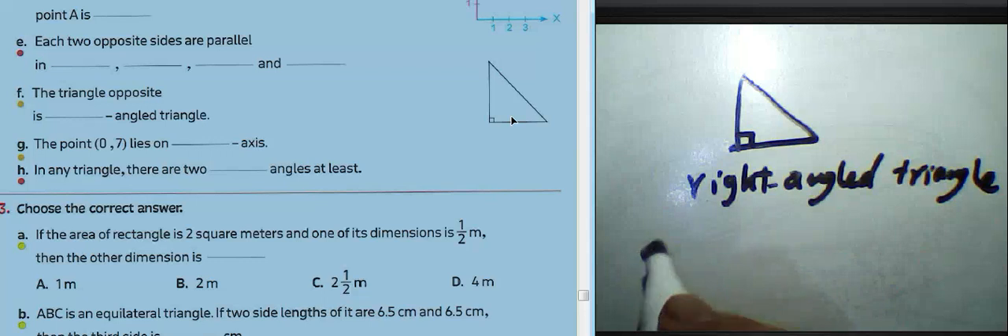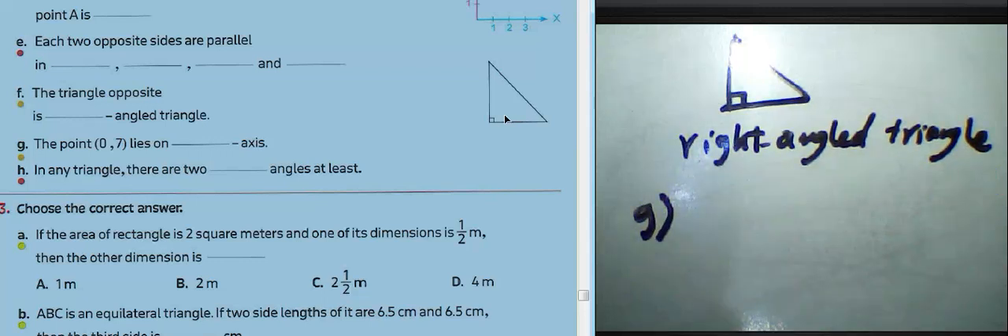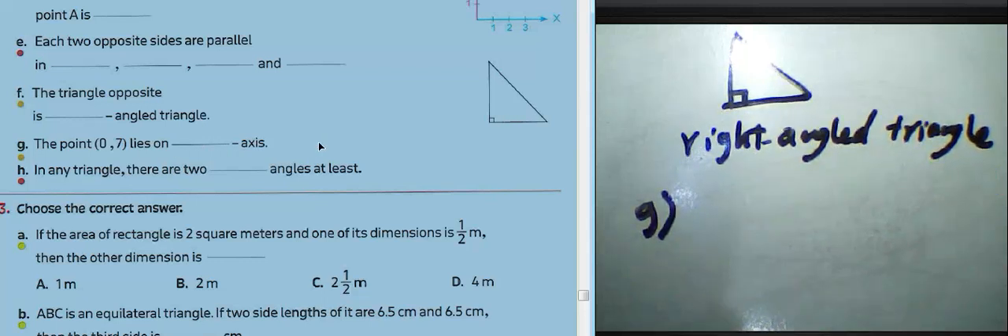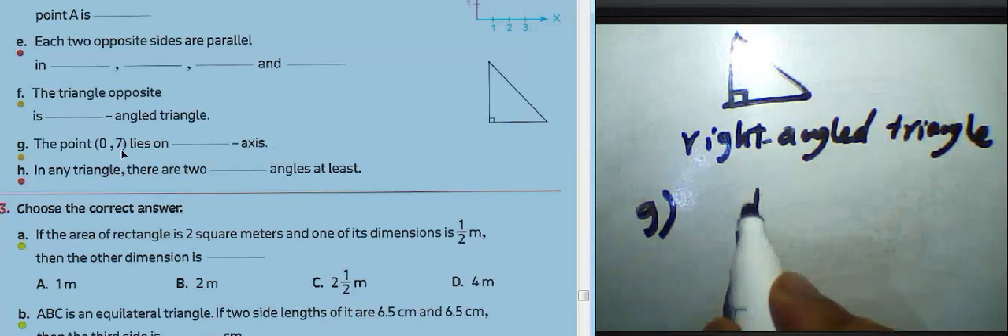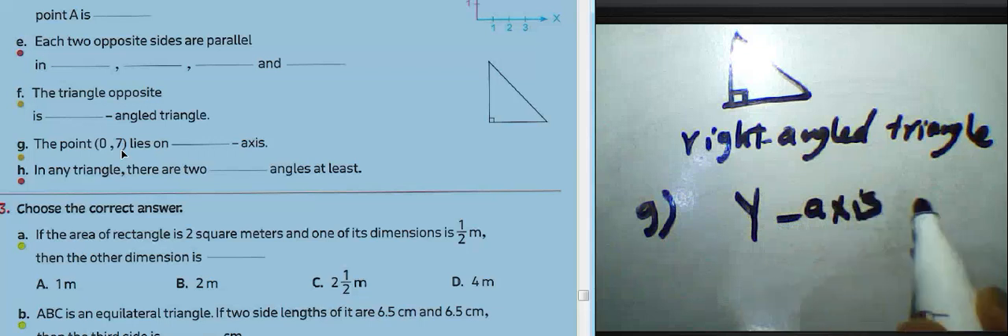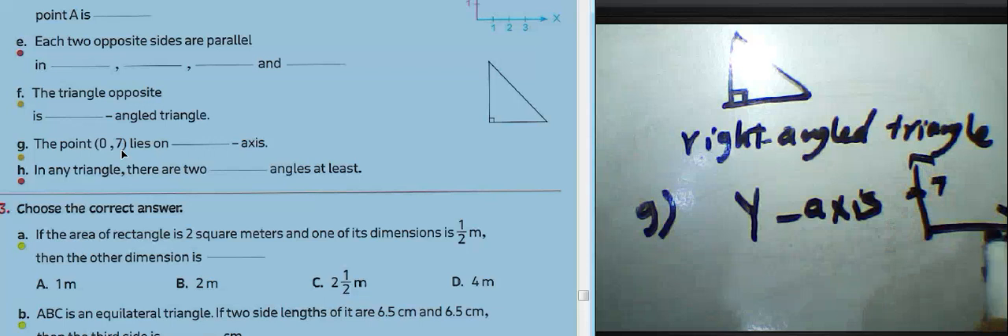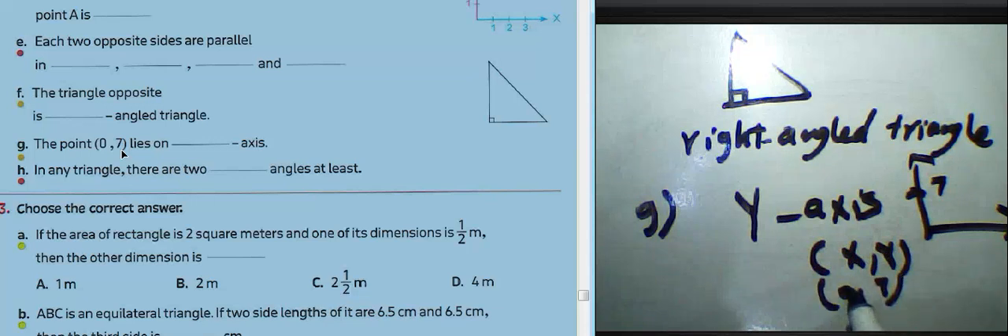Letter G. The point 0, 7 lies on the y-axis. Look here at 0 and 7. Why? Because the order will be x and y. And they give us the value of x equals 0. 0 and 7, x equals 0, then this point lies on the y-axis, okay?